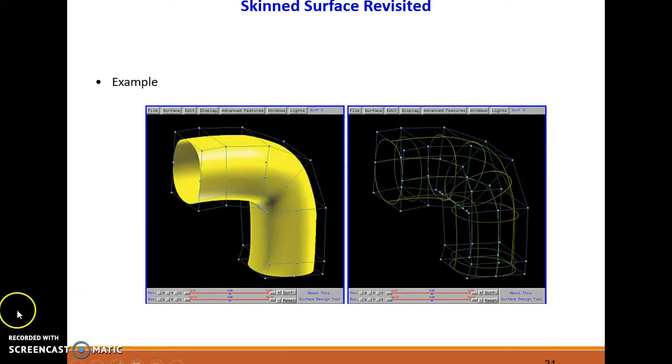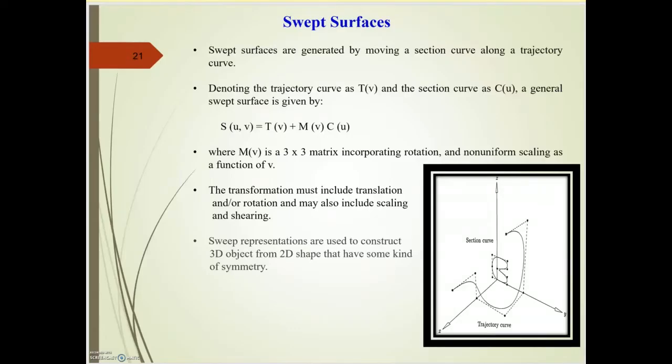So this is it. We can continue further with the other topic. Swept surfaces. Swept surfaces are generated by moving a section curve along a trajectory curve. Let us denote the trajectory curve as T(V) and the section curve as C(U). Then a general swept surface is given by T(V) + M(V) * C(U).